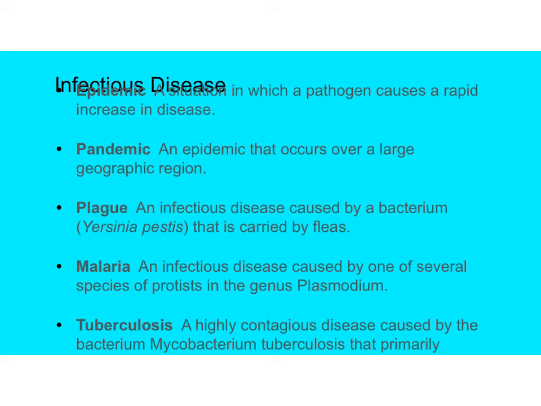Tuberculosis is a highly contagious disease caused by another bacterium, and it primarily infects the lungs. This Mycobacterium tuberculosis is spread from person to person through coughing, which expels the bacteria into the air, and the bacteria can persist in the air for several hours and infect anybody else who inhales them. Symptoms of infection include feeling very weak, night sweats, even coughing up blood.